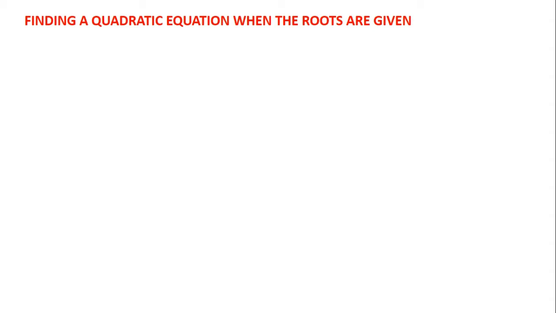From the previous videos, we have learned that the roots of a quadratic equation is the solution of the quadratic equation. So when you solve a quadratic equation, the answers that you get are known as the roots or the solution of the quadratic equation. Now, when you are given the roots or the solution of a quadratic equation, how do you find the quadratic equation itself?